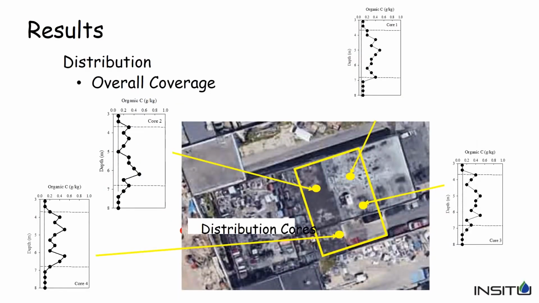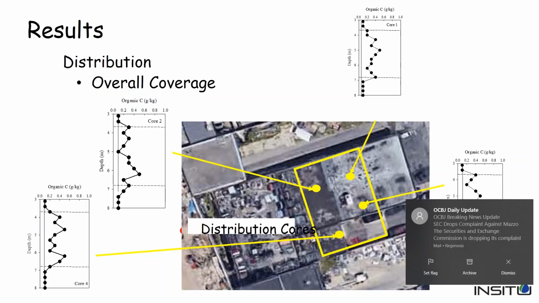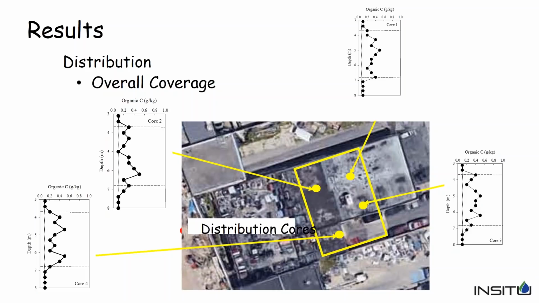Distribution: we did 4 cores, randomly across the site, to make sure we got the reagents within the zone of influence, our zone of impact. Our zone of impact was about 3.6 to 6.9 meters below ground, and we did 4 cores over the whole area. As you can see here, we were able to target the areas, and we usually got 3 to 5 times more activated carbon in those areas than we did in the zones that we weren't targeting.